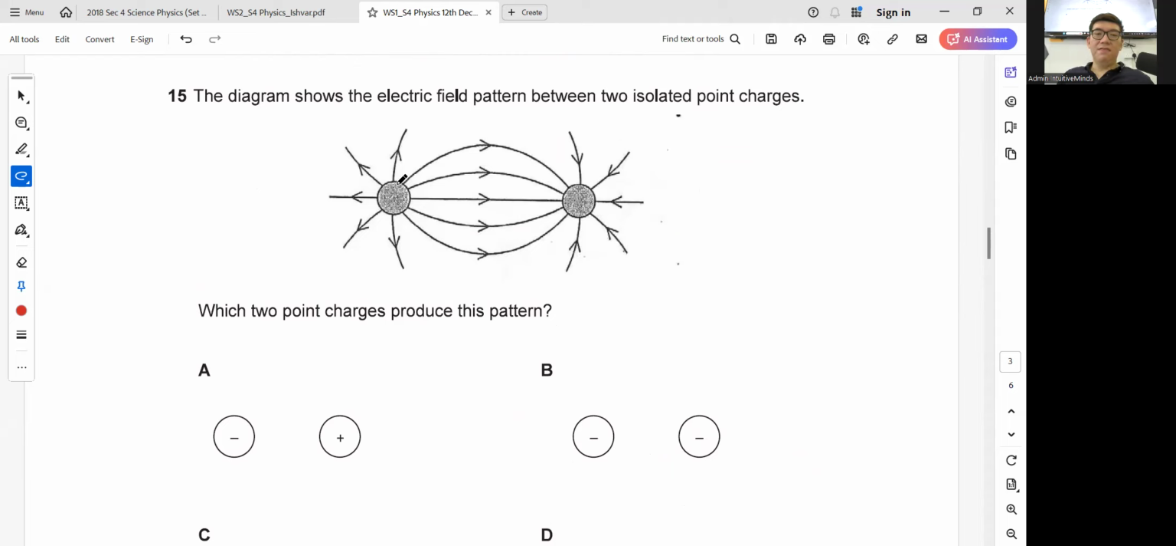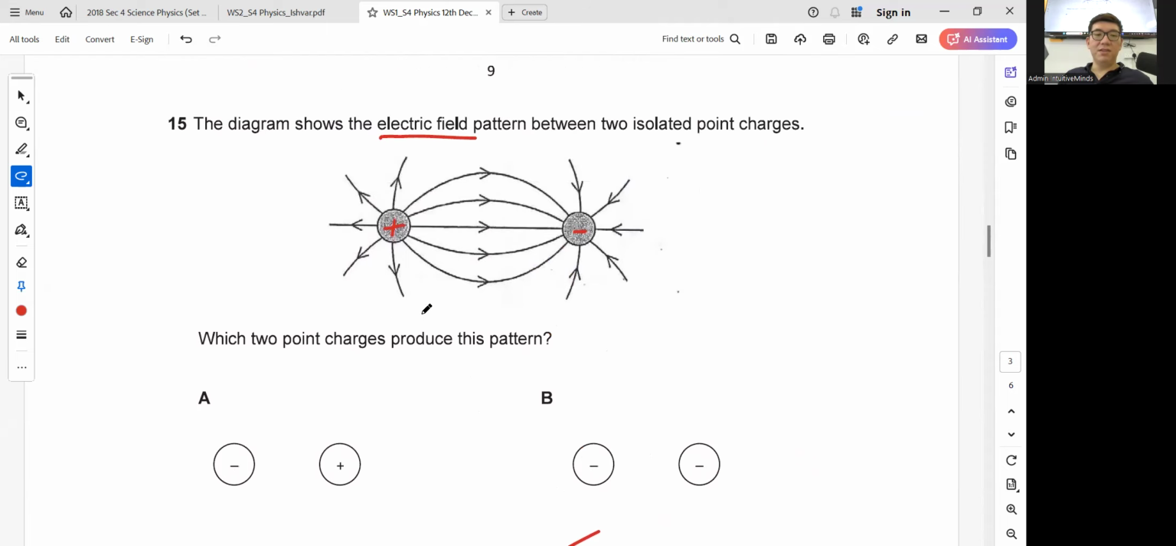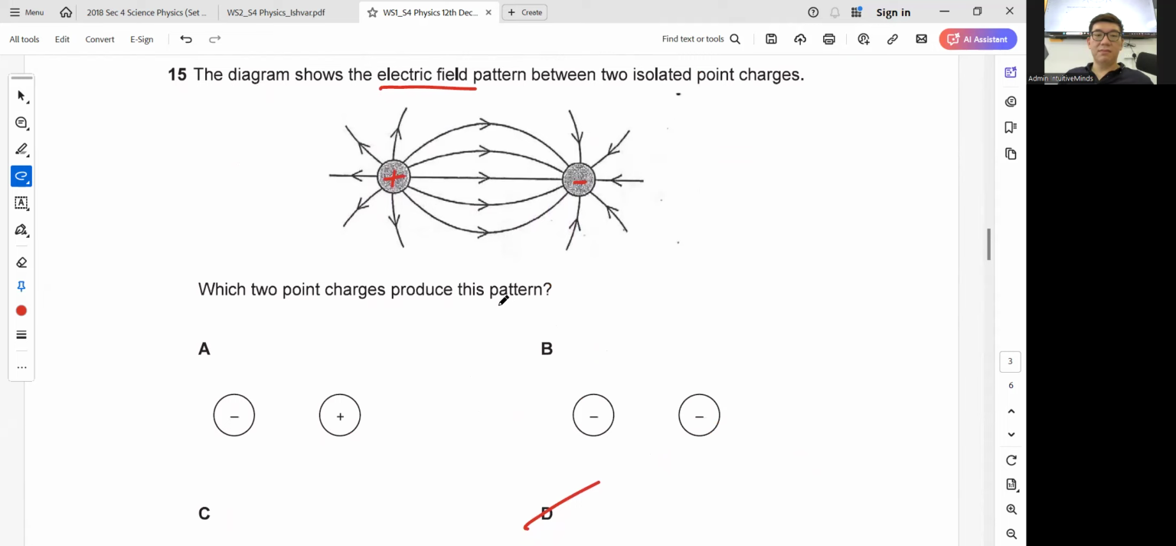Okay, you see the E field going out, the electric field pattern. This is a plus, and this is a minus. Then it'll be C. No, it'll be D. Going out, going in. Then how about the arrow? Why is it pointing that way?